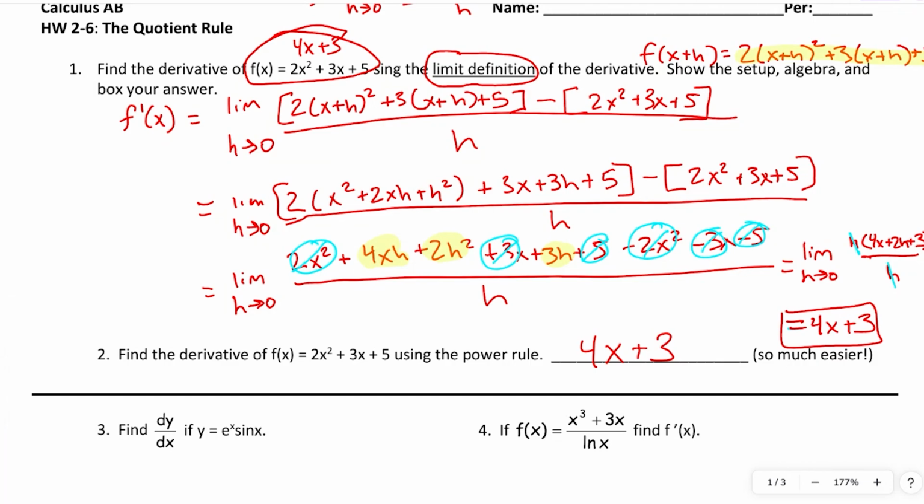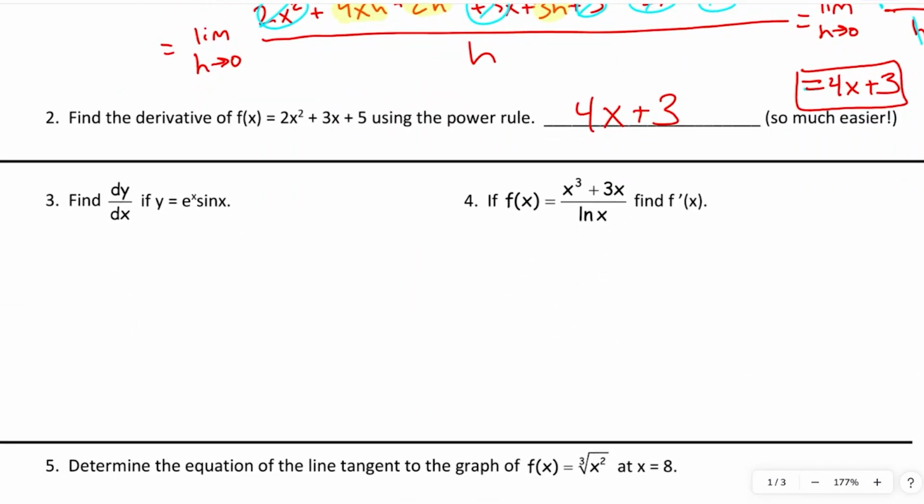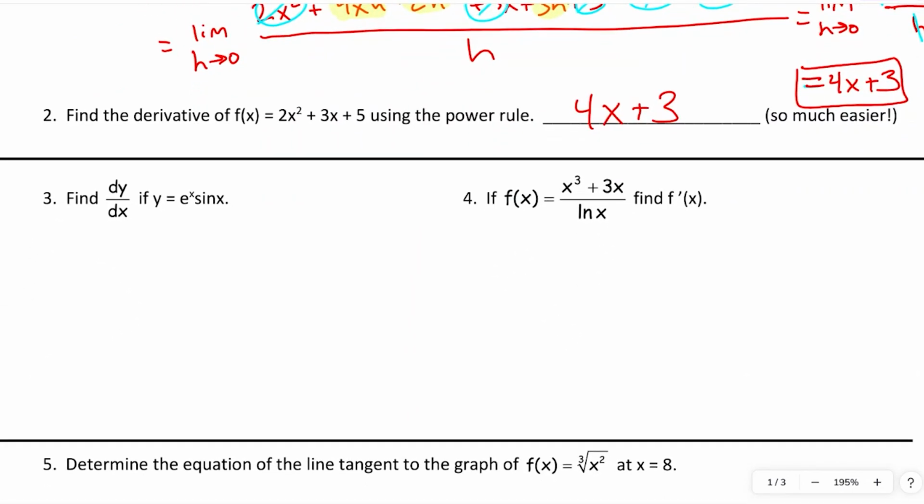Number 3, find dy dx if y is e to the x times sine x. Okay, so here we're not dealing with the quotient, we're dealing with a product. So we're gonna have to use product rule. So just a little reminder of what the product rule is. If you're trying to differentiate a product, like let's say you've got two functions, f and g, you're gonna multiply the first function, f, by the derivative of g. So it's fg prime plus f prime g.